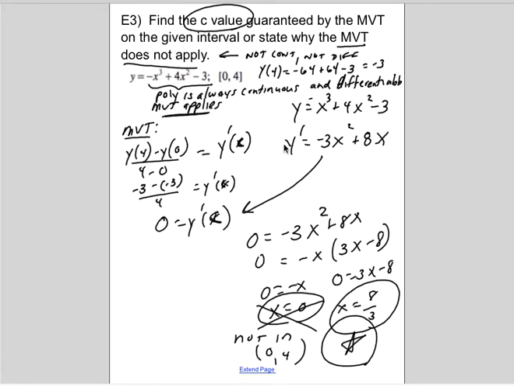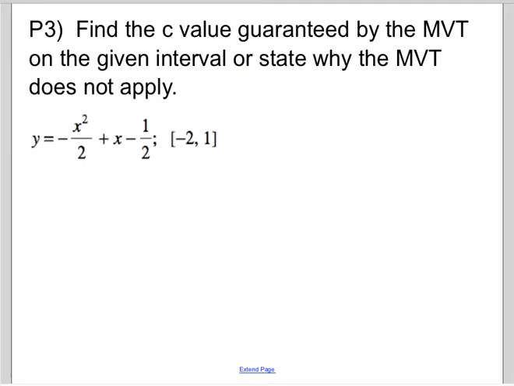If neither of these answers had been in the window, then the MVT would not be working for some reason, and I would need to go back and figure out what's up. So again, when you give the answer to the MVT, you have to give the answer in the open interval, not the closed interval from 0 to 4. Okay, so let's go ahead and try this one.